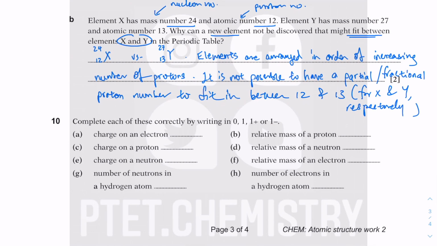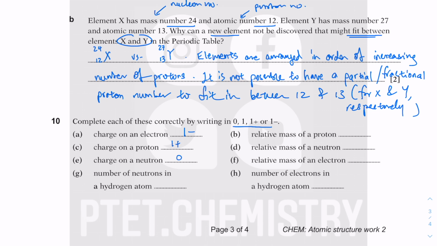Question 10, we need to complete each of these by writing in this value, whether 0, 1, or 1 plus or 1 minus, so the charges matter. The charge on an electron is going to be -1. I know it says 1 minus, but it's actually very rare for us to put down the charge of an electron as 1 minus. Okay, so based on the instructions, I should probably follow instruction, right? Considering that I already told you that you should follow instruction, yeah?